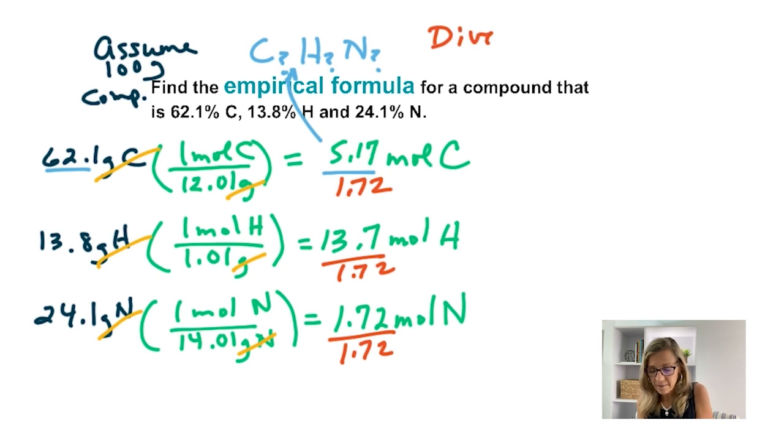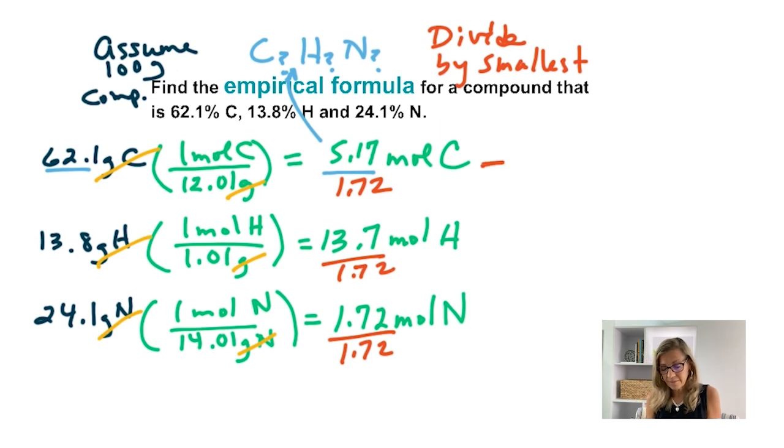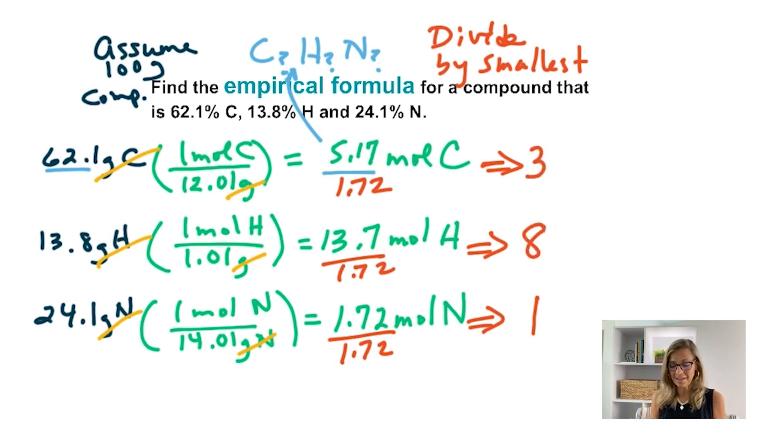So we divide by the smallest. Okay, and what are we going to get? I hope we get whole numbers. Well, this one obviously is a 1. This one's an 8, and this one is a 3. And guess what those whole numbers are? Those are the subscripts for the formula.